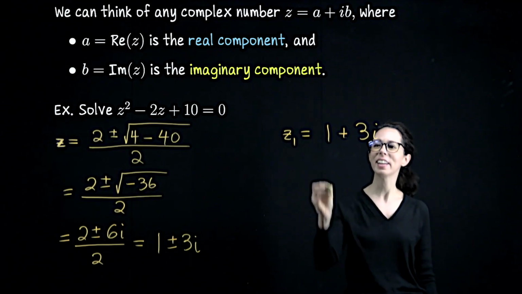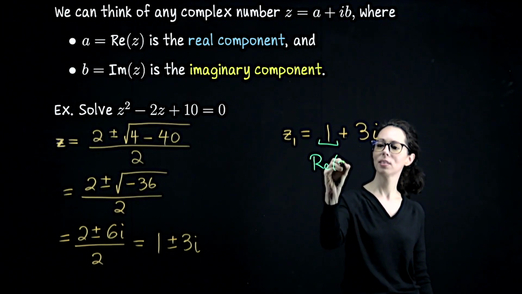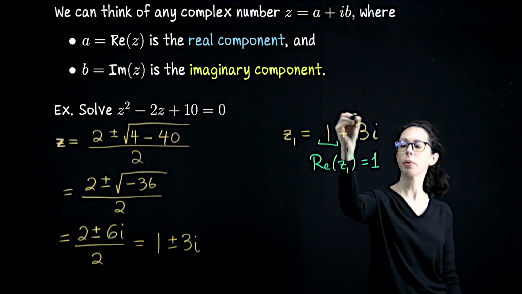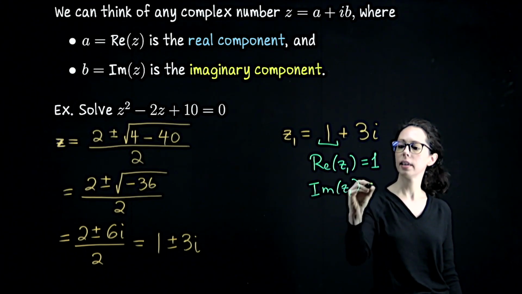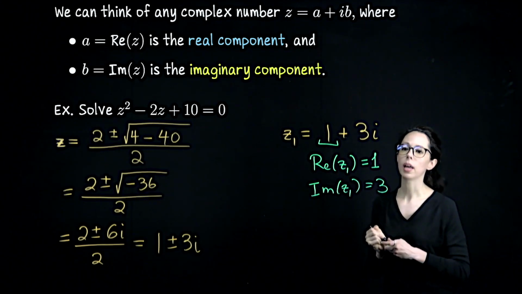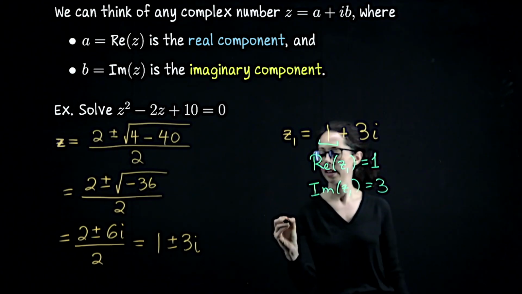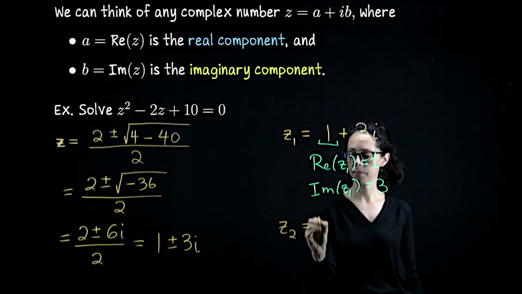Okay, trying this again. The real component of z1 is 1. So that's what I'm calling A in the notation up above. Whereas the imaginary component is the 3. So I'll say the imaginary component of Z1 is 3, so that Z1 is 1 plus 3i. The other solution is Z2, which is 1 minus 3i.